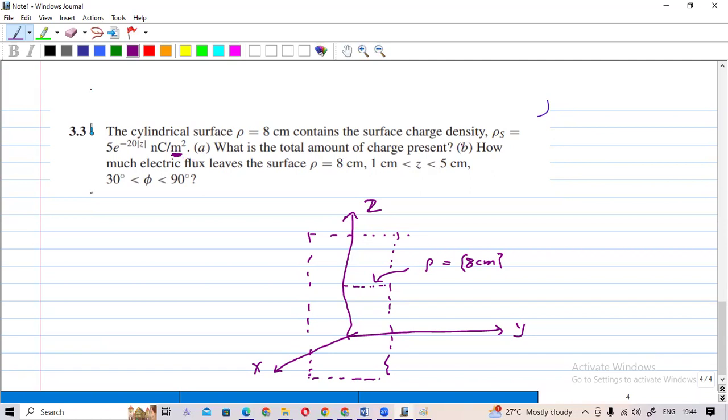So the charge density, it said surface charge density. Surface charge density is given. That is 5E.